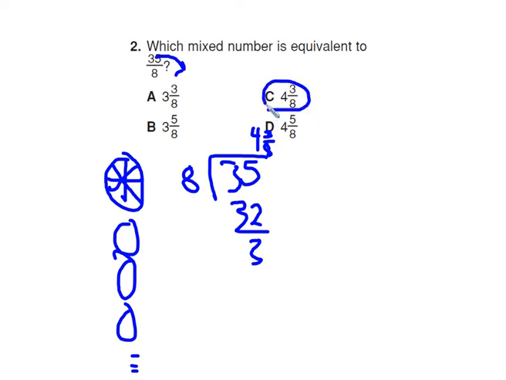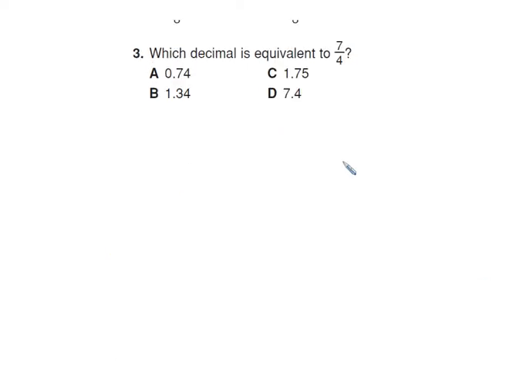Okay, which decimal is equal to 7 fourths? Well, in converting, we did the kind of shortcut, 7 divided by 4. Now 7 fourths is greater than 1, so we can eliminate the ones that are less than 1. It's not going to be that. 7 divided by 4 goes 1 time.